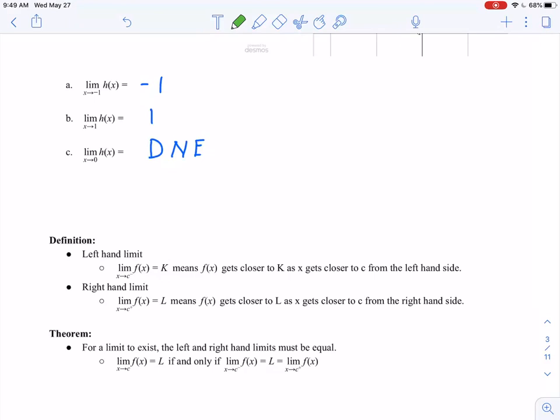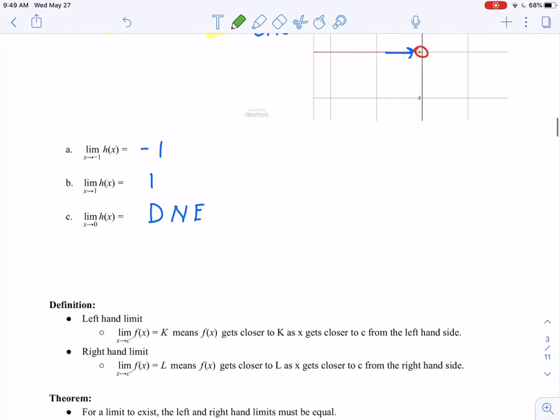Right-hand limit is defined very similarly. Again, there's only this little plus sign here to tell us that you're looking at a right-hand limit and not a left-hand limit or a two-sided limit. So a right-hand limit here is the limit as x approaches c from the right-hand side of f of x is equal to L, means that f of x gets closer to L as x gets closer to c from the right-hand side. So again, we're just talking about approaching it from that right-hand side here. And then this theorem here, well, let's come back to that theorem.